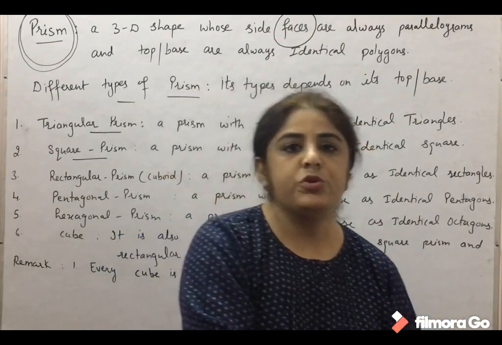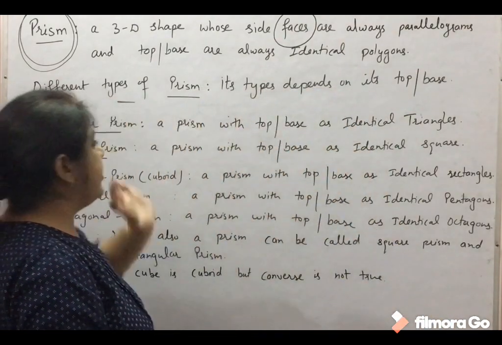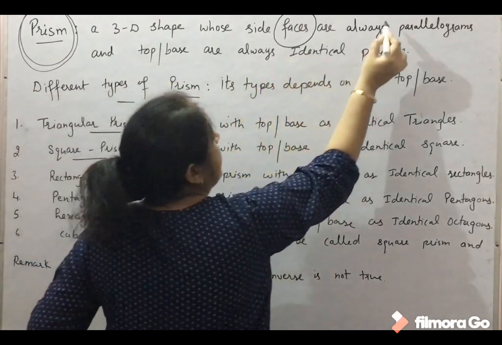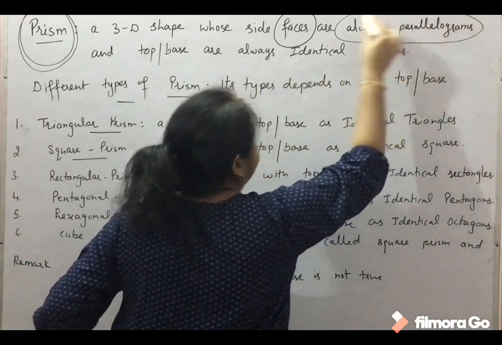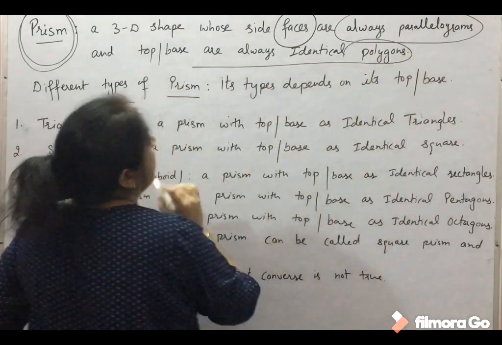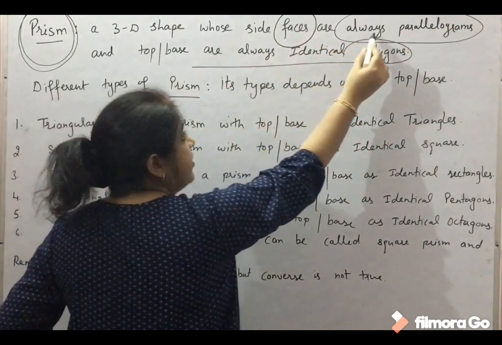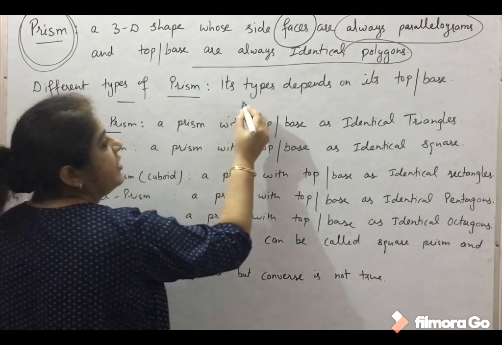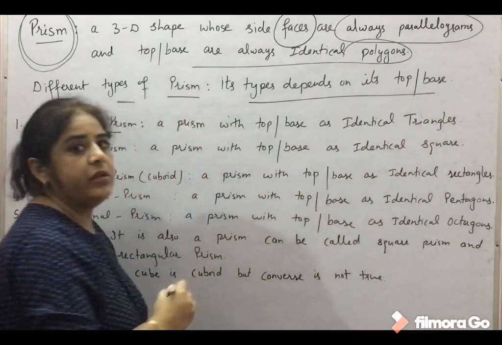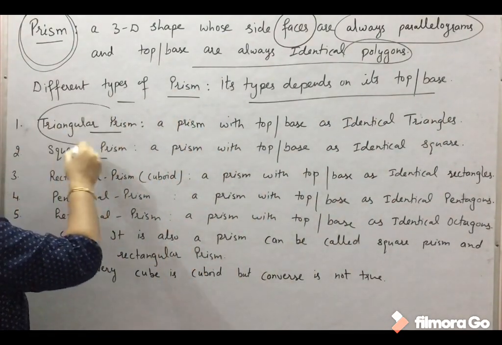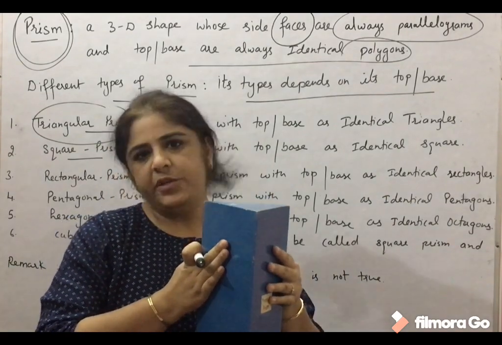Now we will come to know what the types of prism are. As we have observed, side faces are always parallelogram, and top and base are identical polygons. It means side faces always remain parallelogram, so its type depends on its top and base. First we will go with the triangular prism.